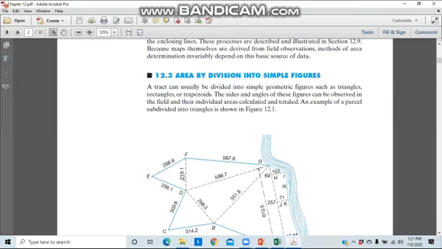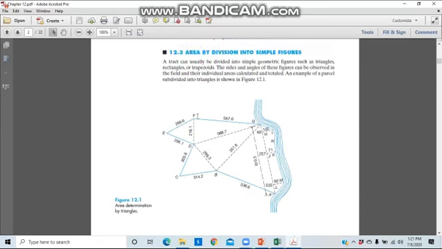Now we have this figure 12.1. It has some shapes. How can we calculate the area of this? This is A, B, C, D, E, F, G, and back to A, right? That's the figure.